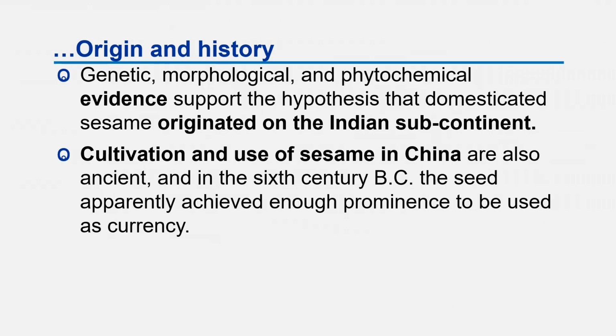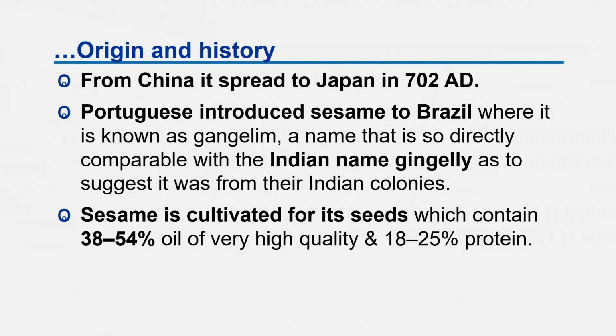Cultivation and use of sesame in China are also ancient, and in the 6th century BC, the seed apparently achieved enough prominence to be used as currency also. From China, it spread to Japan in 702 AD. Portuguese introduced sesame to Brazil, where it is known as gergelim, a name that is so directly comparable with the Indian name gingelly. So, in India, as you know, sesame is also known as gingelly, suggesting it was taken from their Indian colonies, meaning they took it from India to Brazil.